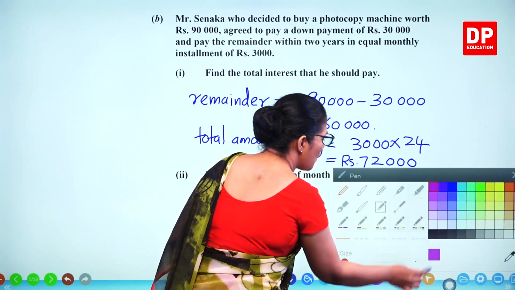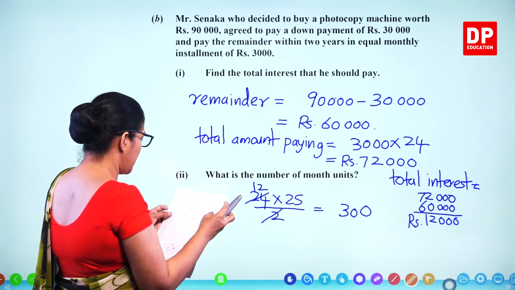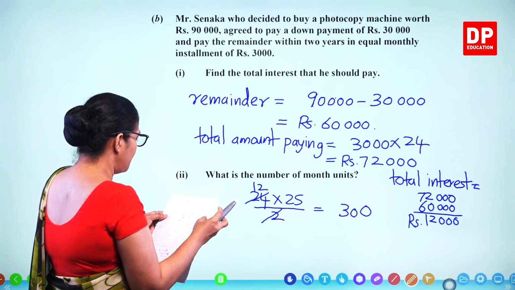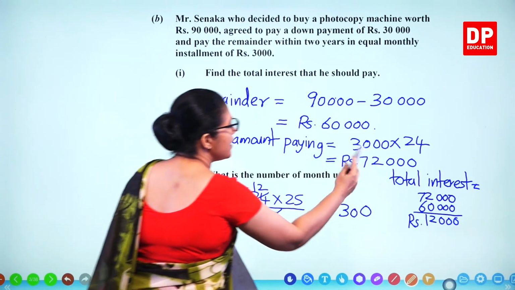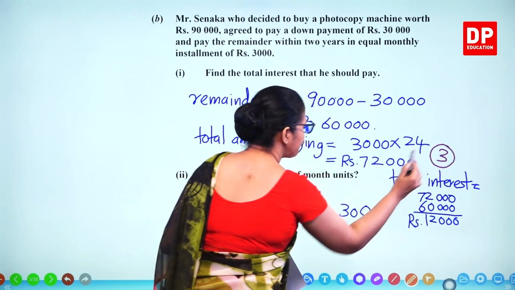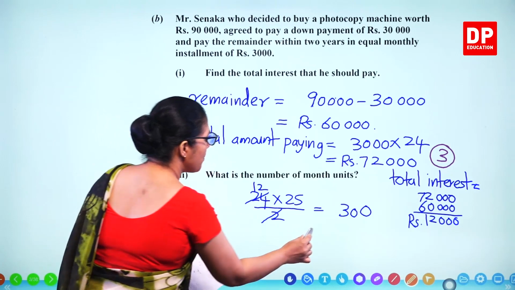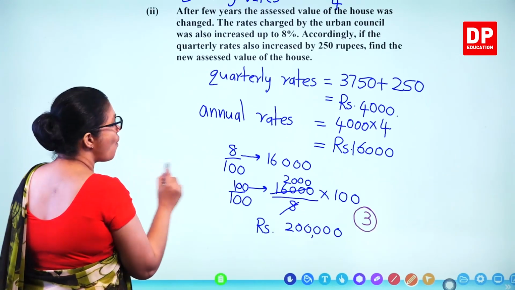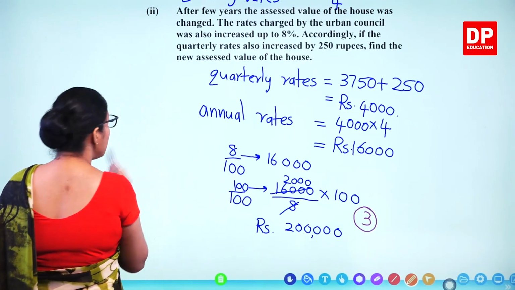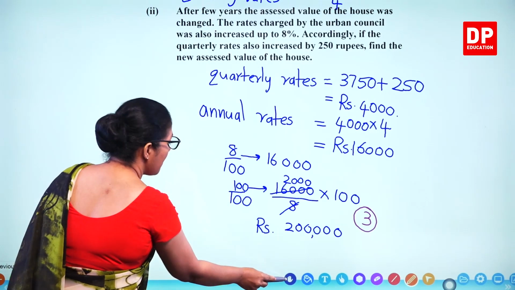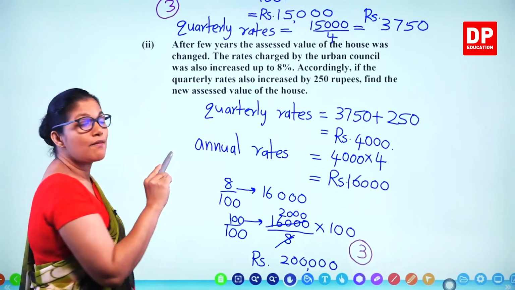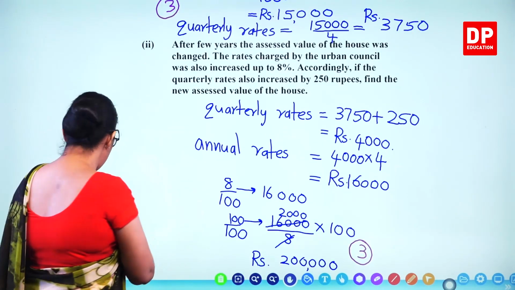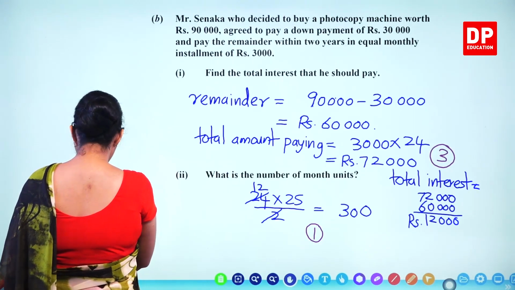So how many marks for that? You are getting 3 marks for finding the total interest and just 1 mark there. So 3 plus 1, 4, 5, 6, 7, and we gave 3 marks, and altogether 10 marks for the first question.